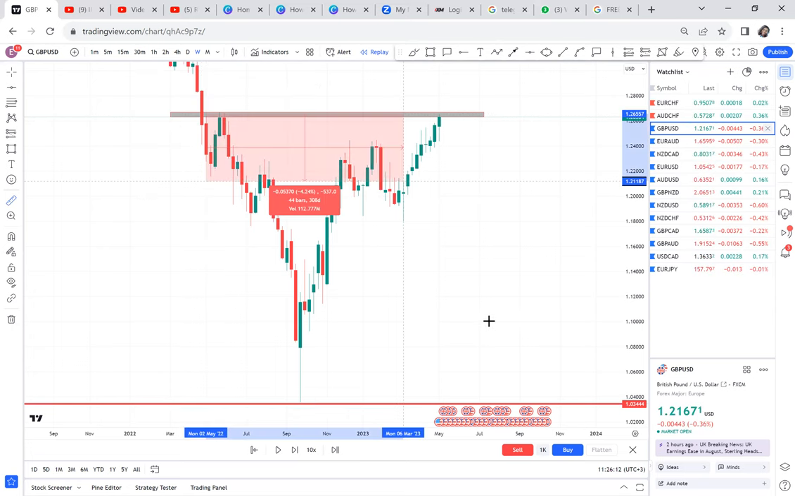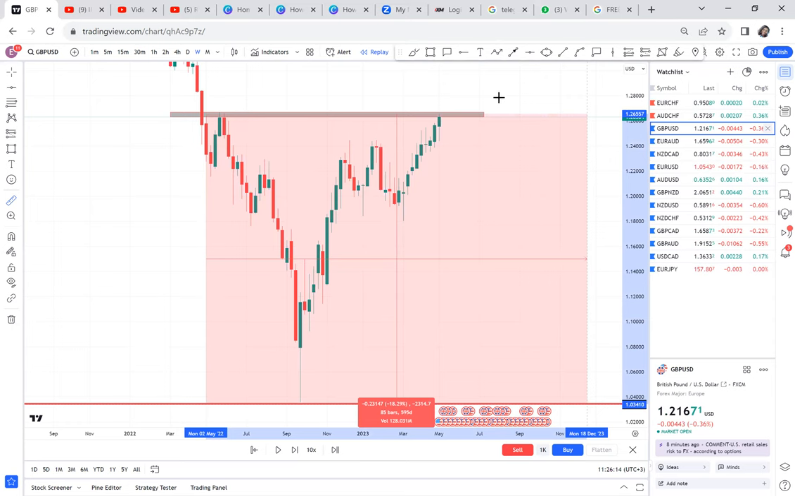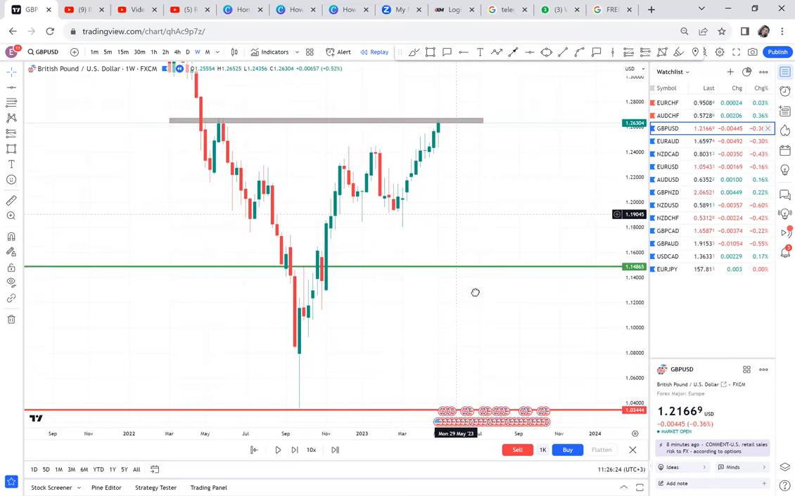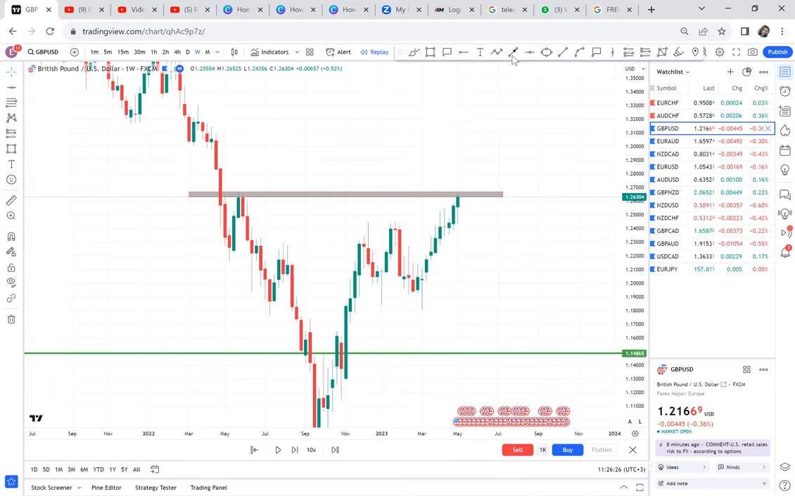If I was alone, I could never have known this. So the market is like that. We have a double top, a possible double top. We have the neckline and we have the half. So this is the pattern. The first pattern we have is the double top.